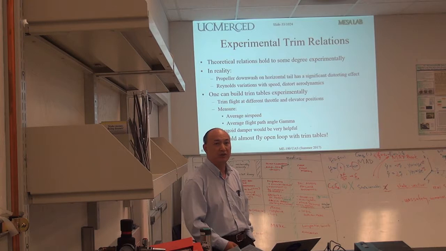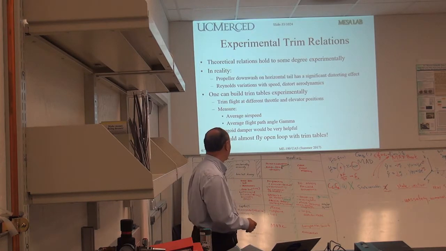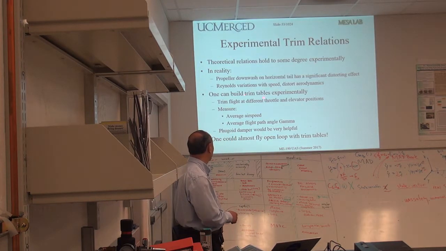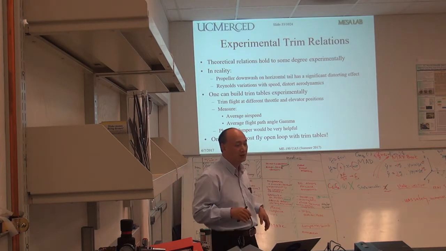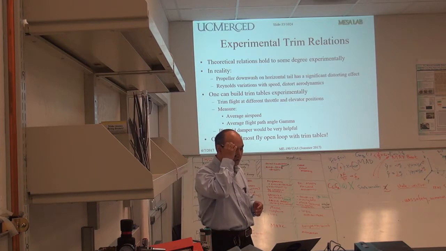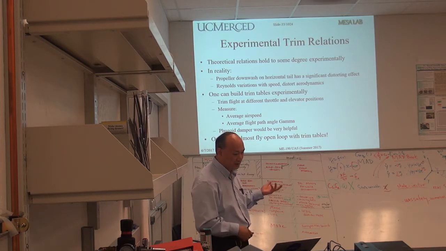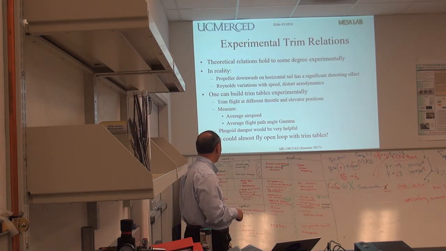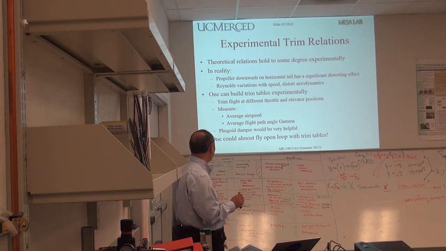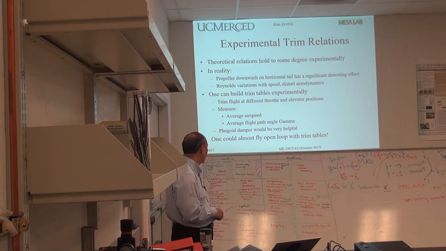And experimentally, you can build a trim table. You fly at different elevator positions, then record the attitude, the speed, the flight path angle gamma, and also the phugoid. A damper would be very helpful, and we're going to see some of these things.